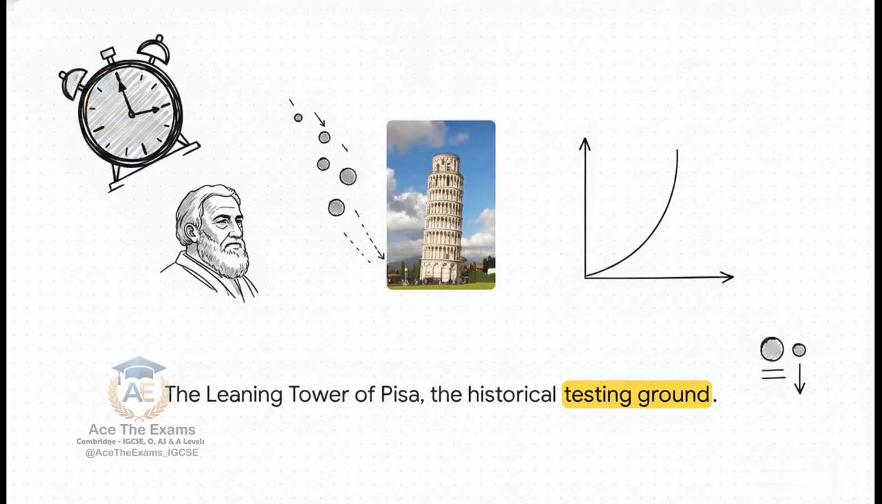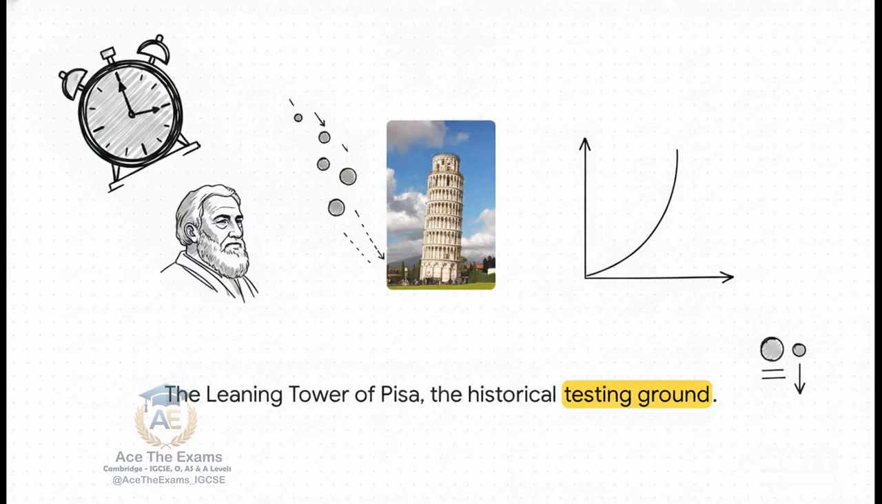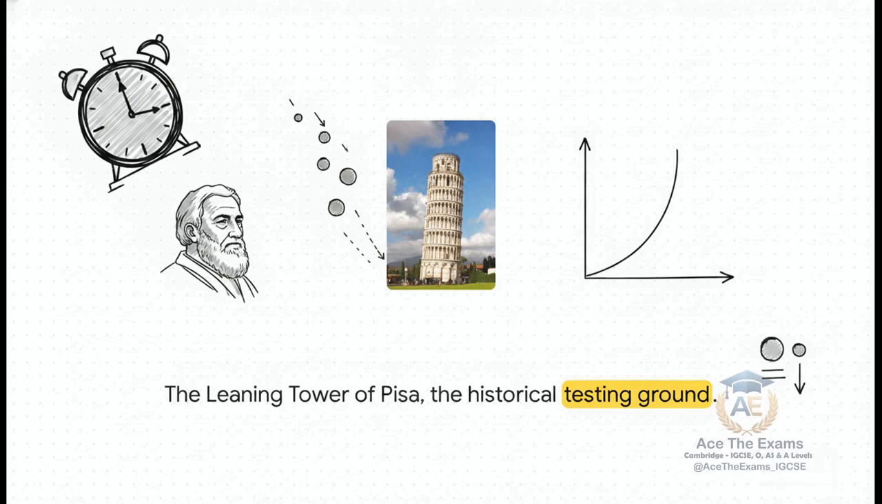But his massive breakthrough, the one you need to remember for your papers, is that he proved that in the absence of air resistance, all bodies fall with the exact same constant acceleration, completely regardless of their mass. A feather and a bowling ball fall at the same rate in a vacuum. Examiners love testing that specific fact.